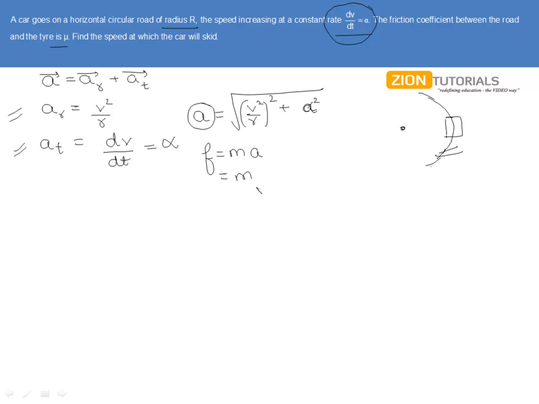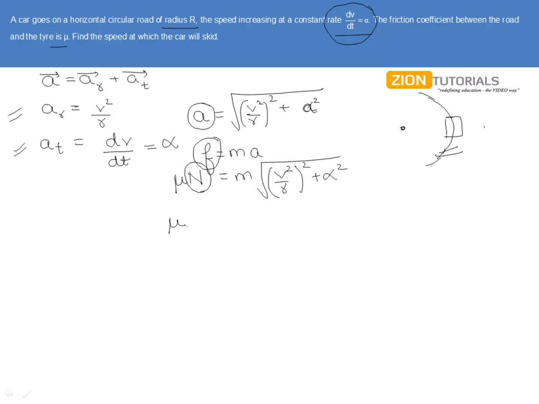That is equal to mass under root v square by r whole square plus alpha square. But what is the frictional force? This is obviously equal to mu into normal reaction. Friends, I am not saying that the frictional force will act in this direction or that direction. There will be two components of friction, one of which will be providing the centripetal acceleration and the other providing the tangential acceleration. We have considered both of them here by taking N being the net normal reaction.